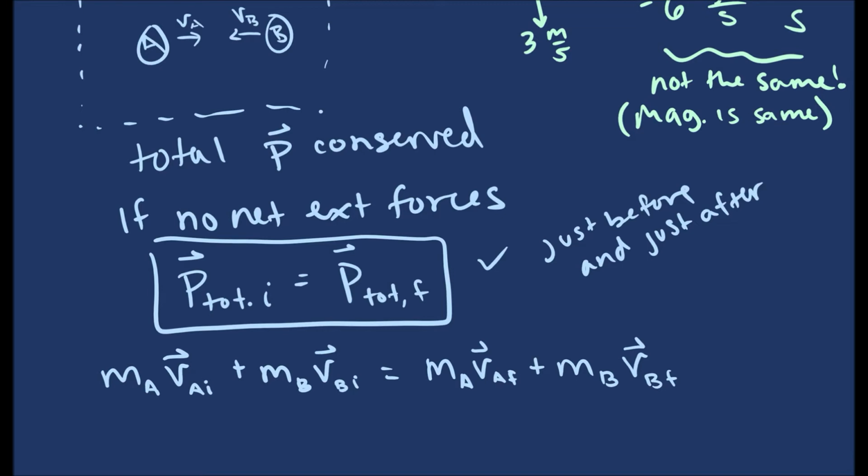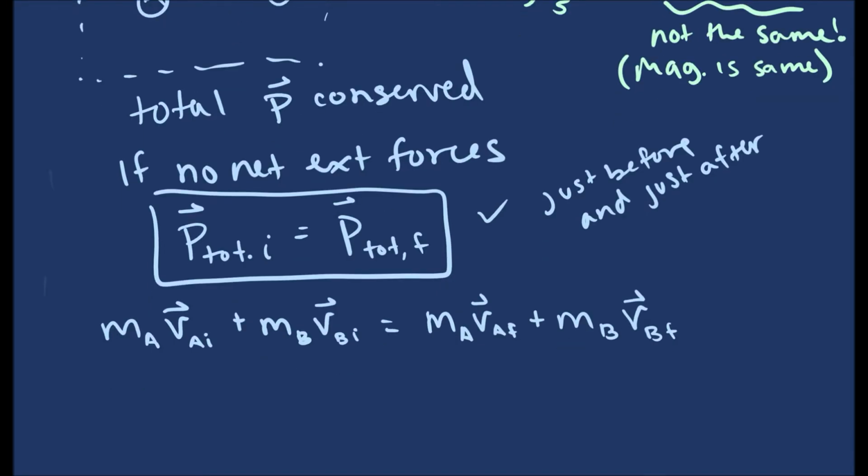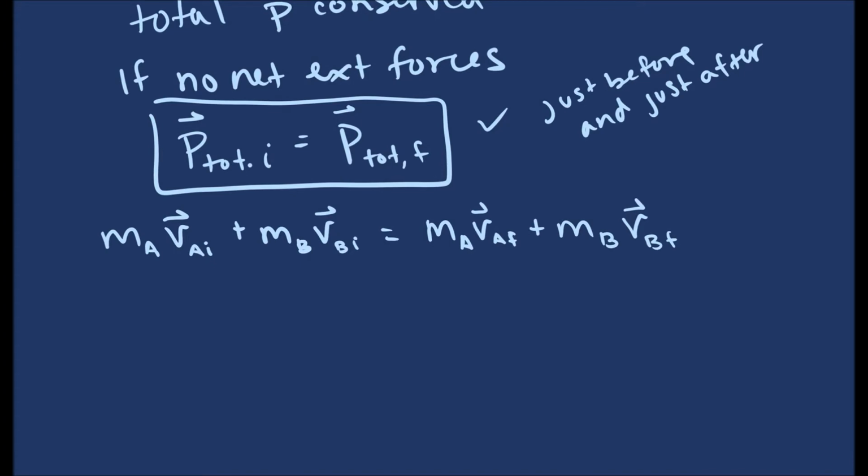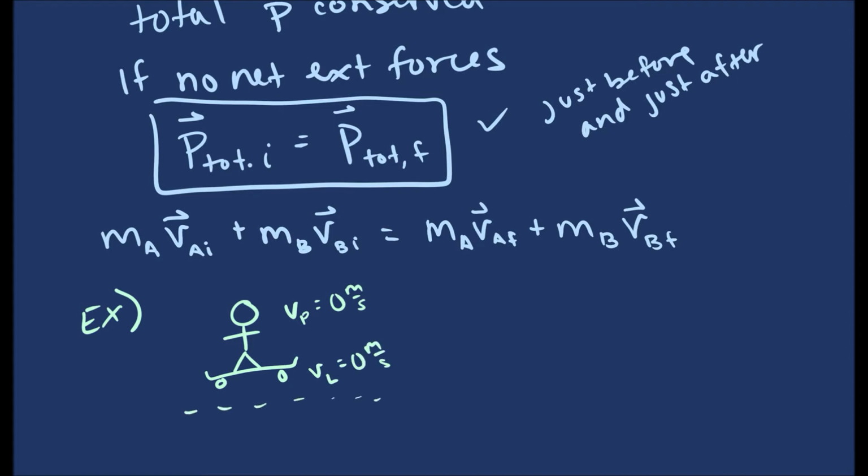So let's take a look at an example and apply this equation. Let's say we have a person on their longboard. Currently neither them nor their longboard is moving. So we'll say the velocity of the person equals 0 meters per second, and the velocity of the longboard equals 0 meters per second. And this is our initial system here.